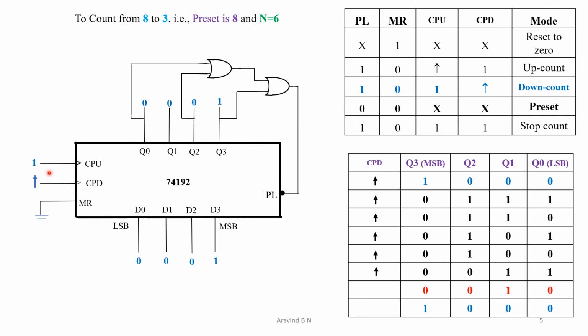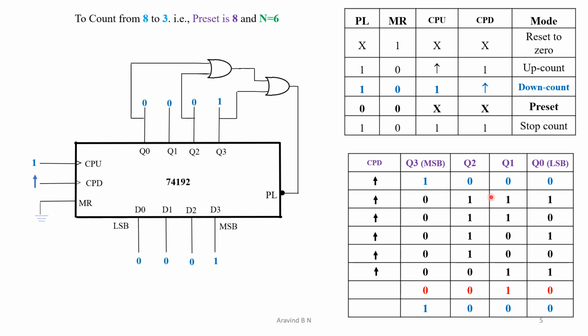So the initial value must be 8. Therefore, the preset has been initialized, that is D3 to D0 value is initialized to the value 8. So the count has to start from the 8 itself, right? Now as and when it reaches 3, after 3 it must come back to the 8. That's the design we are supposed to make. For that, let us get into the truth table.